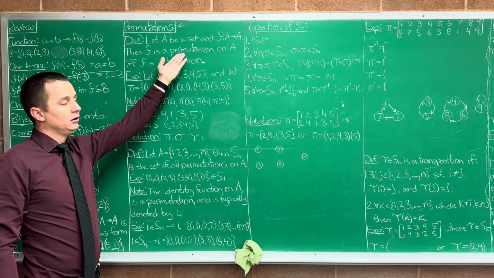Okay. It's going to be one of those permutations. So the identity function on A is a permutation, and we typically denote it by iota. So I told you these are going to be the Greek letters I use over and over again to symbolize functions. We typically save iota to represent the identity function on whatever set we're talking about. Okay. So when you see iota, almost always means the identity function on whatever the set is that we're talking about.